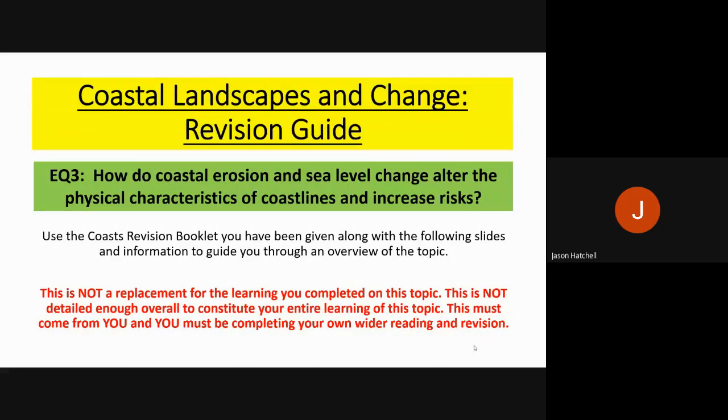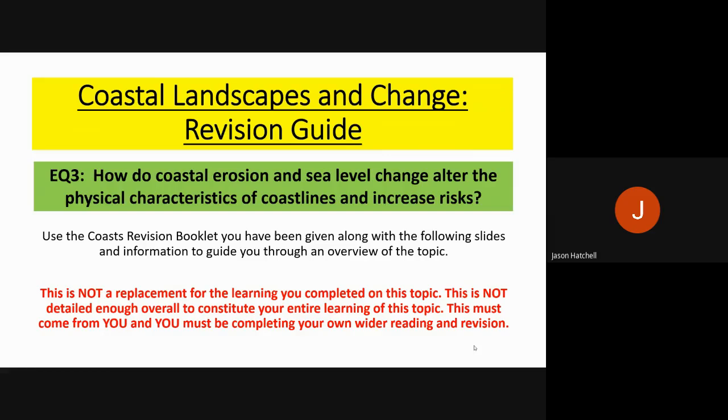Welcome back, A-level geographers. So this is the EQ3 video of coastal landscapes and change. If you have not watched EQ1 or 2 of these videos, please do so from the link in your Google Classroom. EQ3 looks at sea level change and how that increases risk to coastlines.